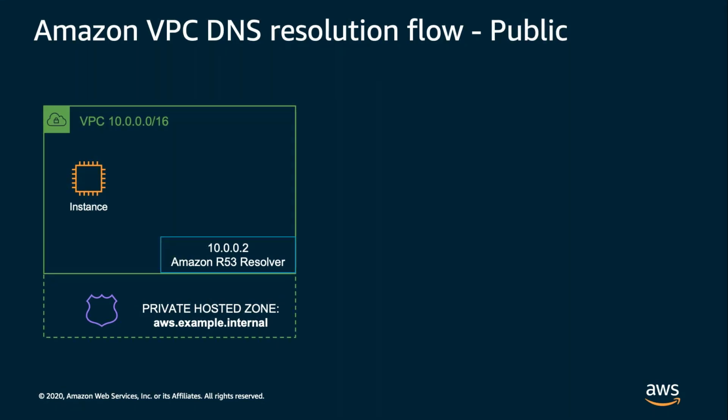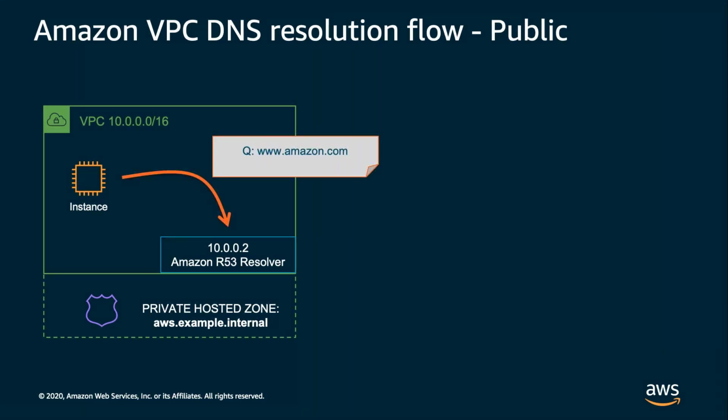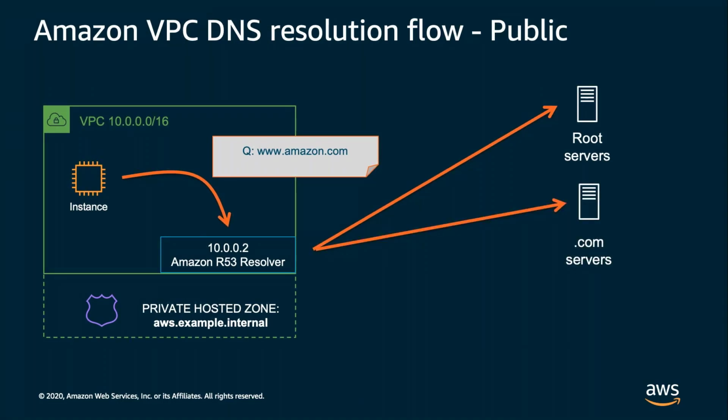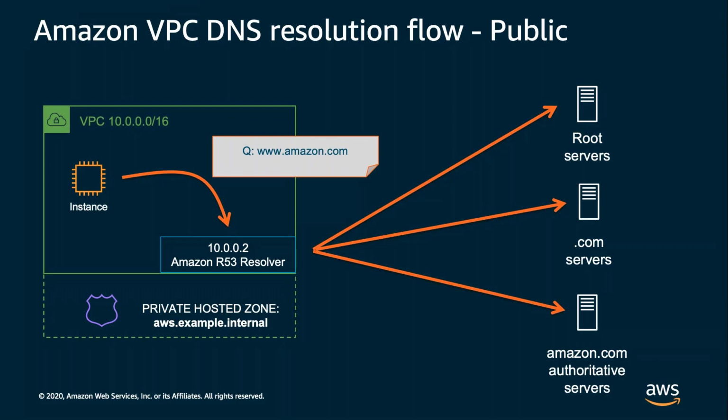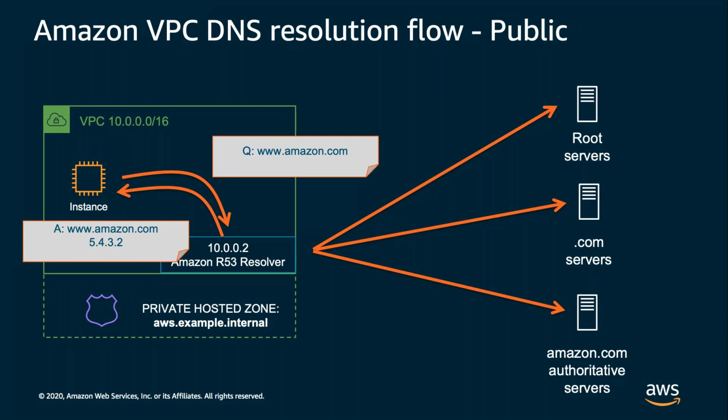Let's take a look at what happens when we do public DNS resolution. Very similar. Let's say we're asking for Amazon.com. The Route 53 resolver will actually go out and look up the root servers and then find .com and then find the authoritative service for Amazon.com and then return the answer back to the instance. And we can see here we actually have both public resolution and private resolution for DNS names. And this is provided out of box. The private hosted zones, we can associate multiple private hosted zones so we can have private DNS names for our VPCs.